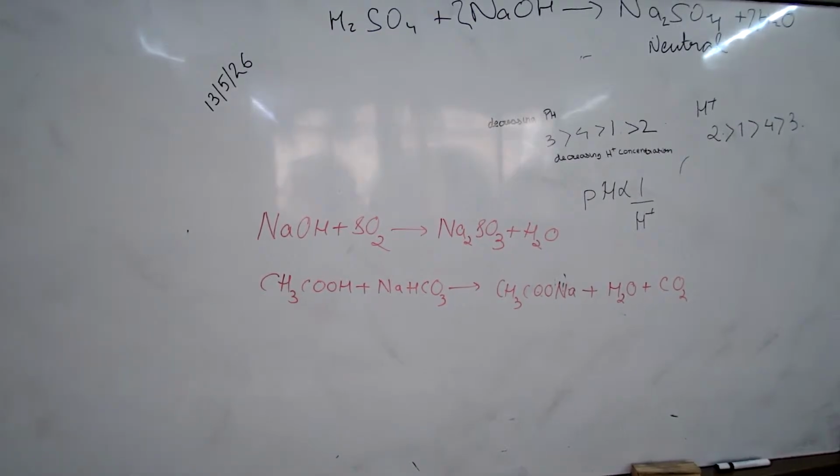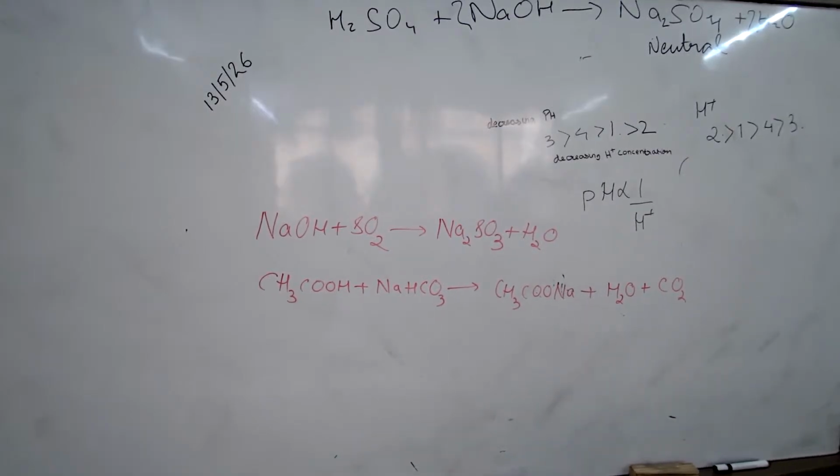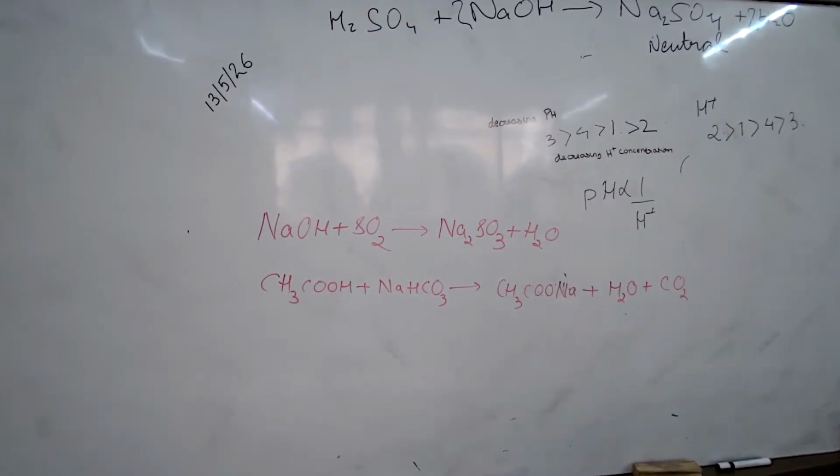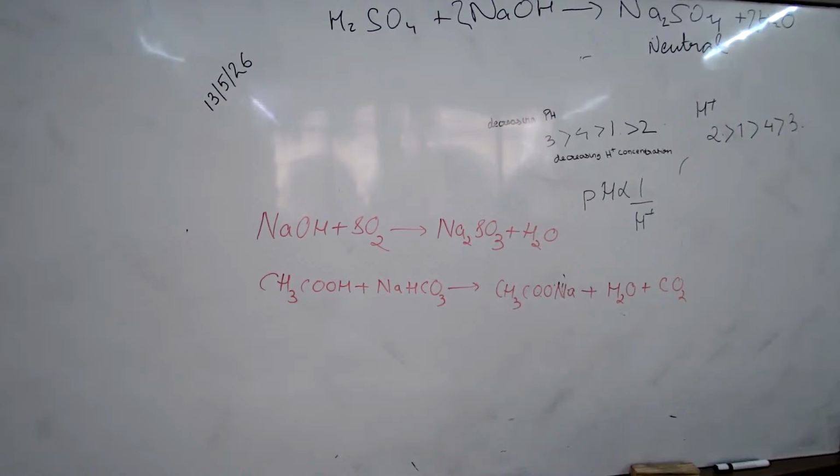Next question. What do you understand by the term strength of an acid? How much hydrogen ion it can produce. What is its potential to produce a number of hydronium ions or H positive ions? That is known as the strength of an acid. Weak acid will give fewer H positive ions. Strong acid will give more H positive ions.